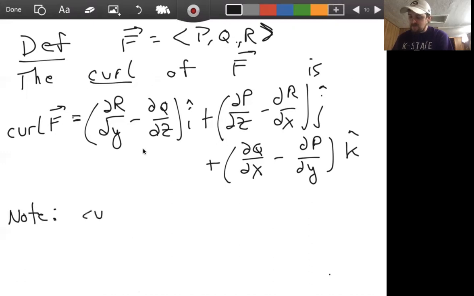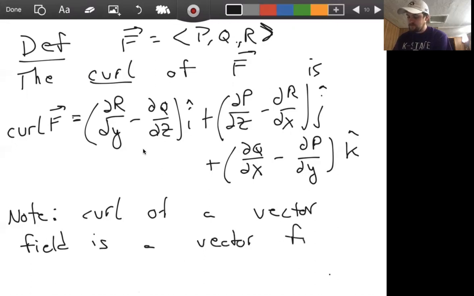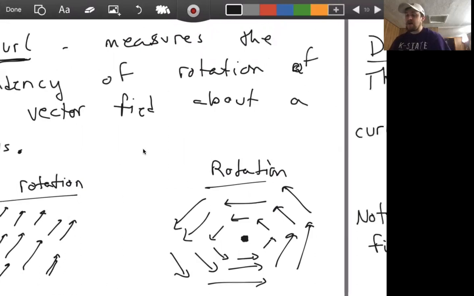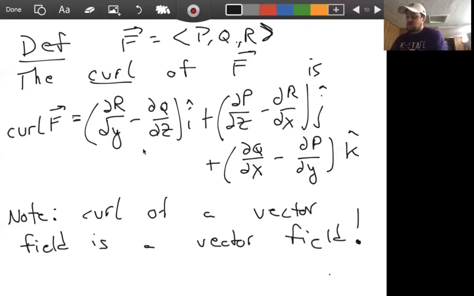And so one thing you may notice right away is that the curl of a vector field is a vector field. So when you calculate the curl of a vector field, it gives you a vector. And at each point, you can calculate this vector. And this vector is what tells you the tendency of rotation. What vector do we get, right? That's the next question.